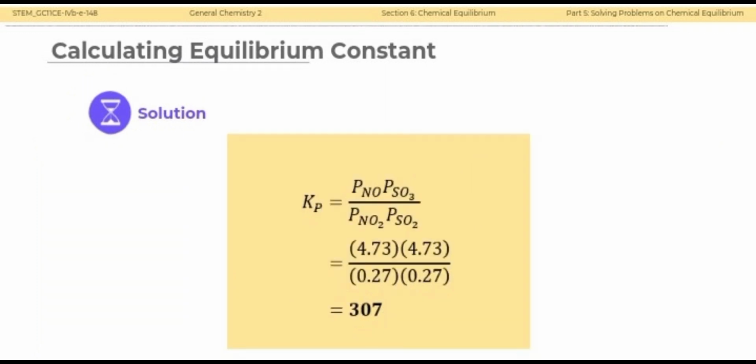We can now calculate the value of the equilibrium constant of partial pressure given the calculated partial pressures. From the equilibrium constant of partial pressure expression for the reaction, substitute the calculated partial pressures accordingly. Simplifying gives us an equilibrium constant of partial pressure equal to 307.